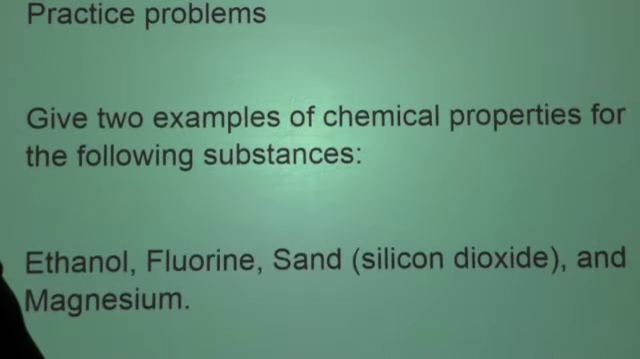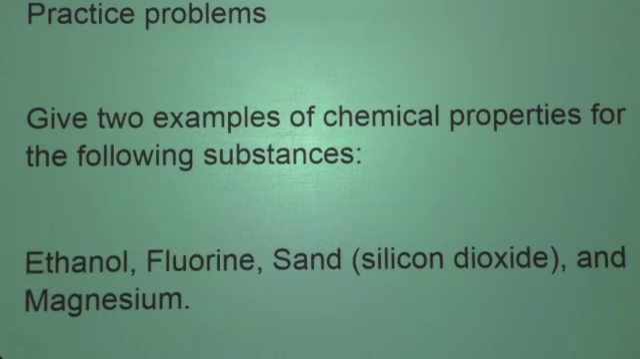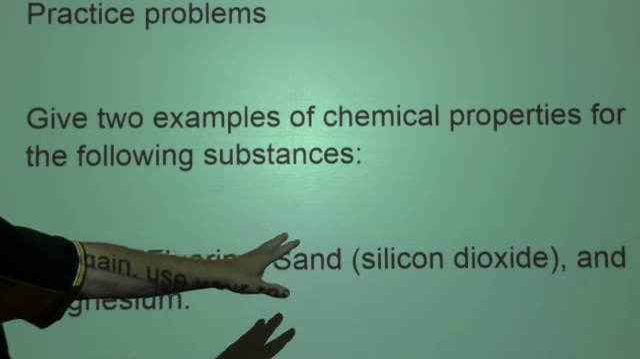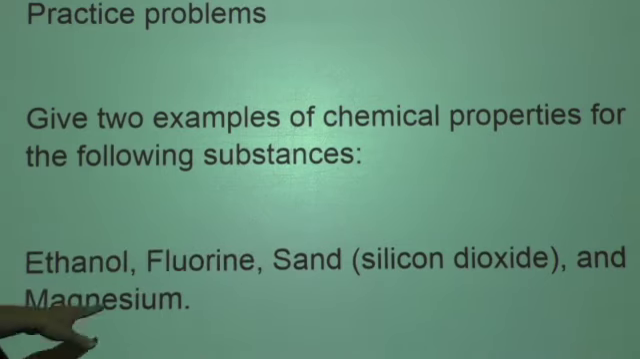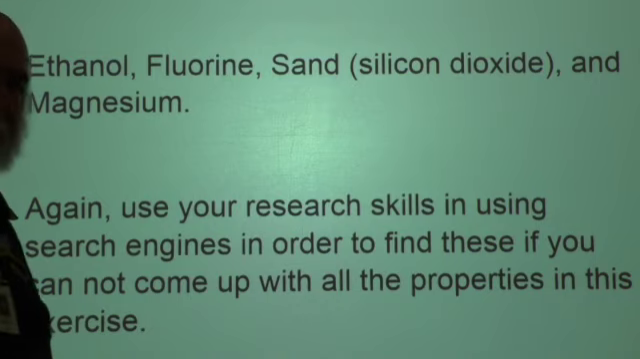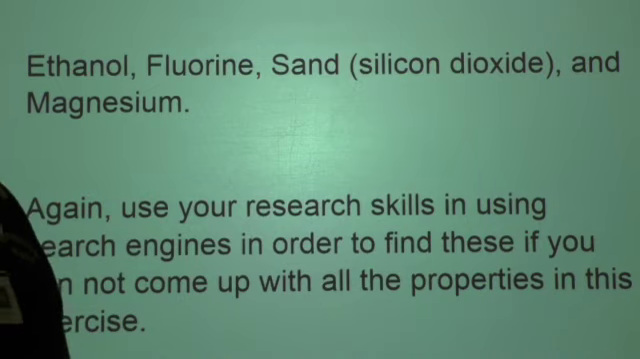So, practice problems. Give two examples of chemical properties for the following substances: ethanol, fluorine, sand, which is the compound silicon dioxide, and magnesium. And again, use your research skills and your search engine in order to find these if you cannot come up with all the properties in this exercise, which you probably can't. So go ahead and use your vast skills as a researcher and see what you can find and give me those two chemical properties for each one.